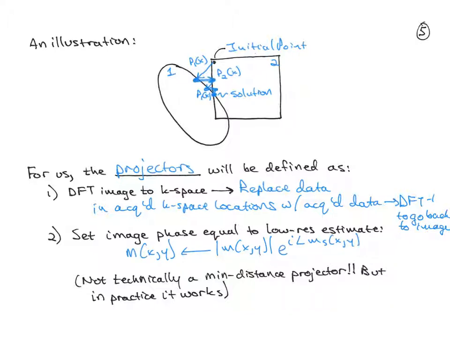Now this is actually not a min-distance projector or a convex set technically, but in practice it does work to do this. You do find that you always converge to a better and better solution running this algorithm, even though one of the sets is not actually convex and doesn't use a min-distance projector.